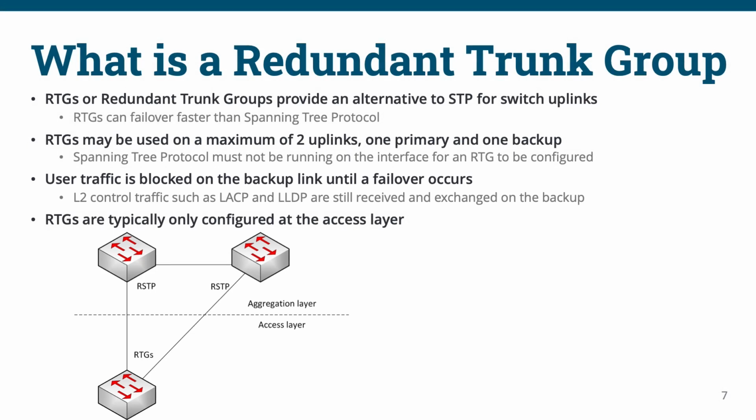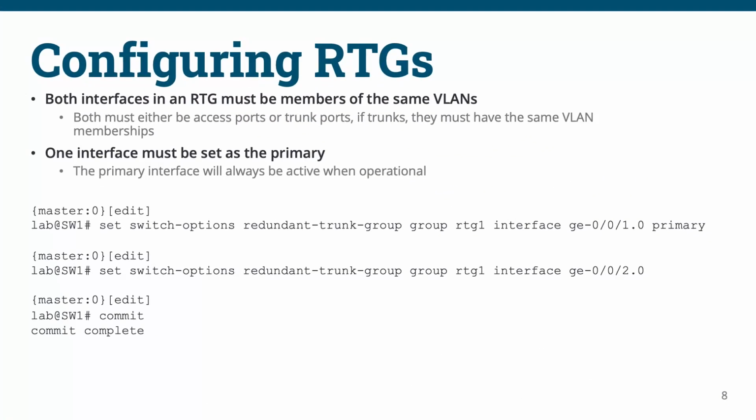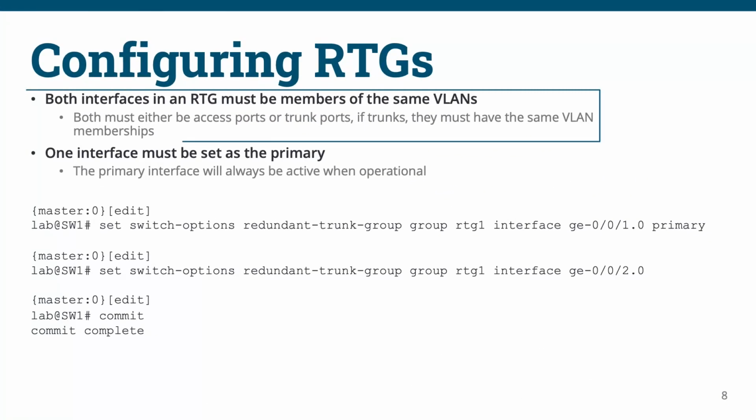It's best practice to still run spanning tree protocol on the aggregation switch side of the link, to mitigate any human error potentially causing a forwarding loop. Let's move on to the last slide to see how we configure an RTG. In an RTG, both the primary and backup ports must be members of the same VLANs and participating as the same interface mode, being either a trunk or access port.